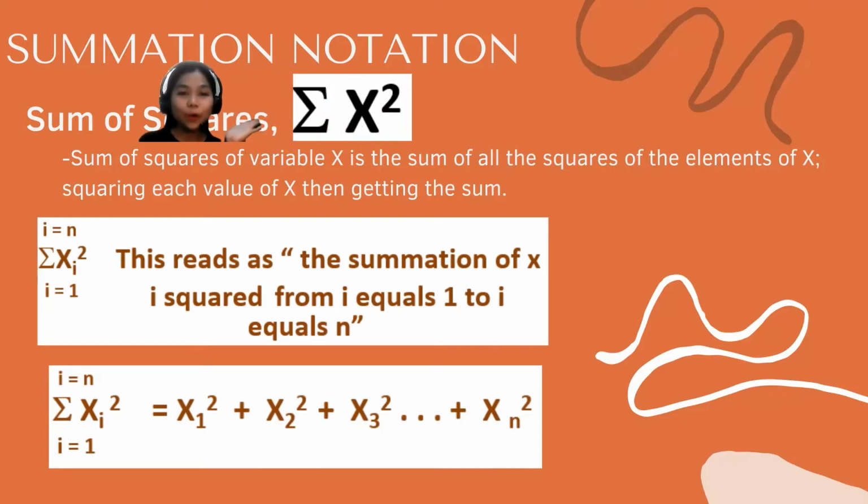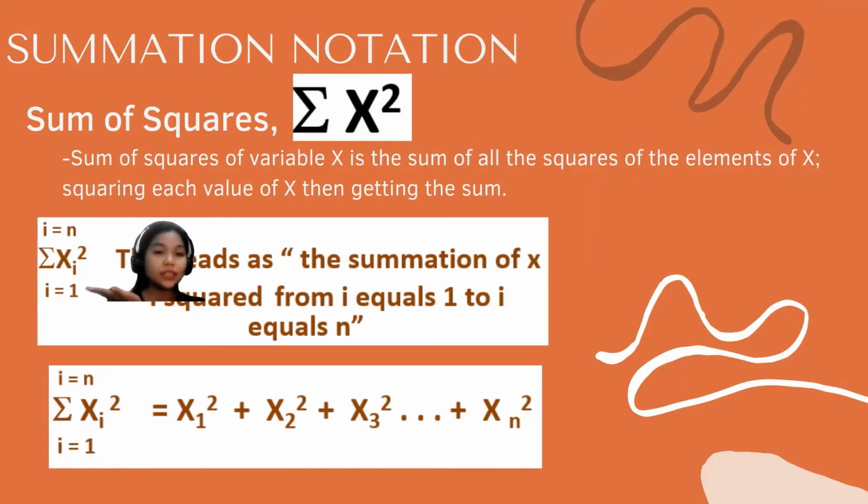So again, going back to using x, for this one, it's the sum of squares of variable x. So it's the sum of all the squares of the elements x, squaring each value of x, then getting the sum. Or simply saying, the first thing that you need to do is to square each value of x. After squaring all the values of x, you get their summation, or you try to add all of them. So let's proceed to the statistical proper.